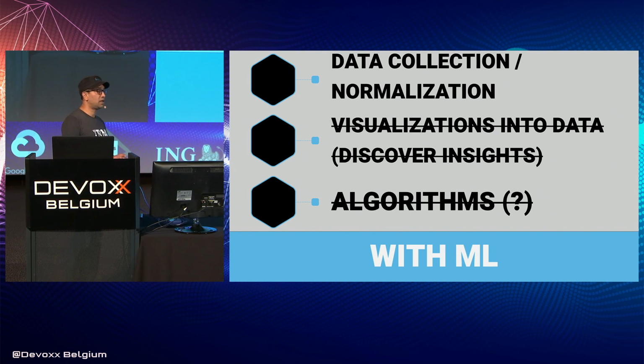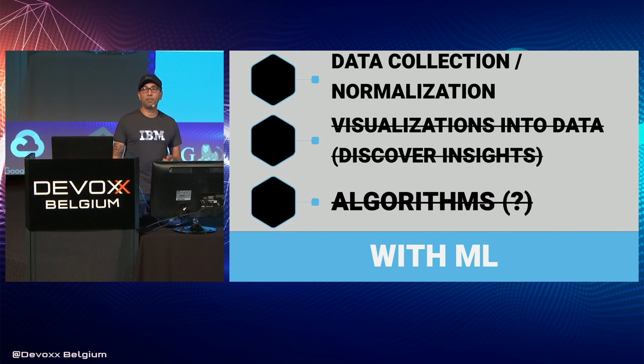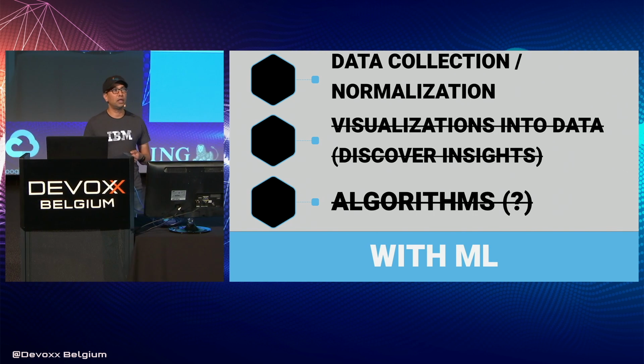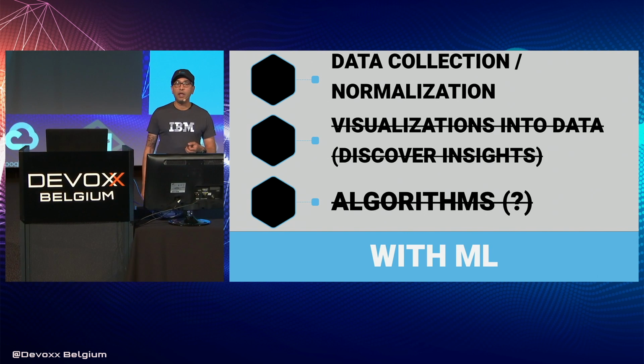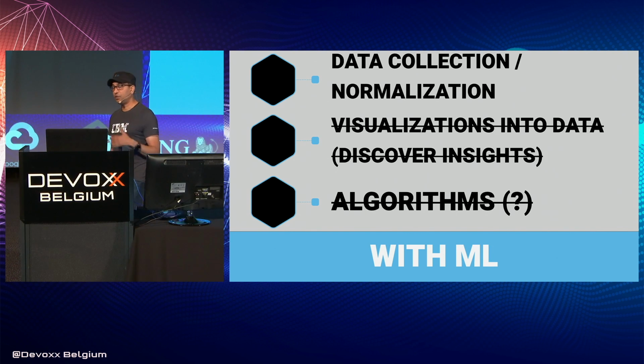So we do data collection and normalization. We set up some kind of machine learning system, right? We might use TensorFlow, we might use something else. And then the visualizations, i.e. the insights into the data, the machine figures out on its own. And then the algorithms also kind of come out of whatever we've developed, right?